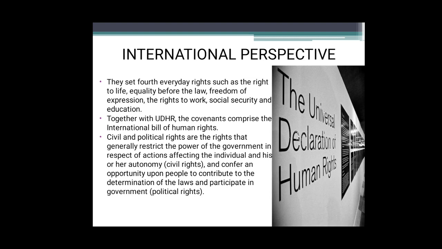Civil and political rights are the rights that generally restrict the power of government in respect of actions affecting the individual and his or her autonomy, that is the civil rights, and confer an opportunity upon people to contribute to the determination of the laws and participate in government, that is the political rights.